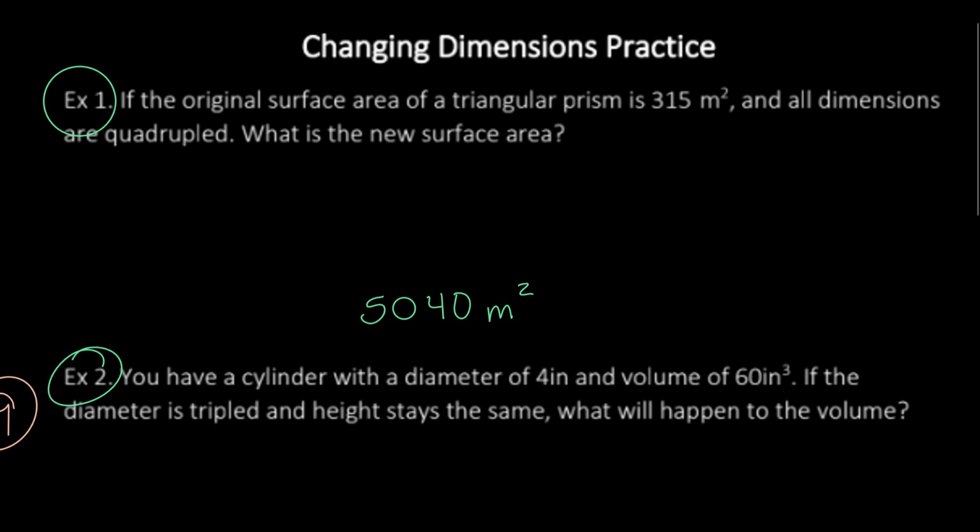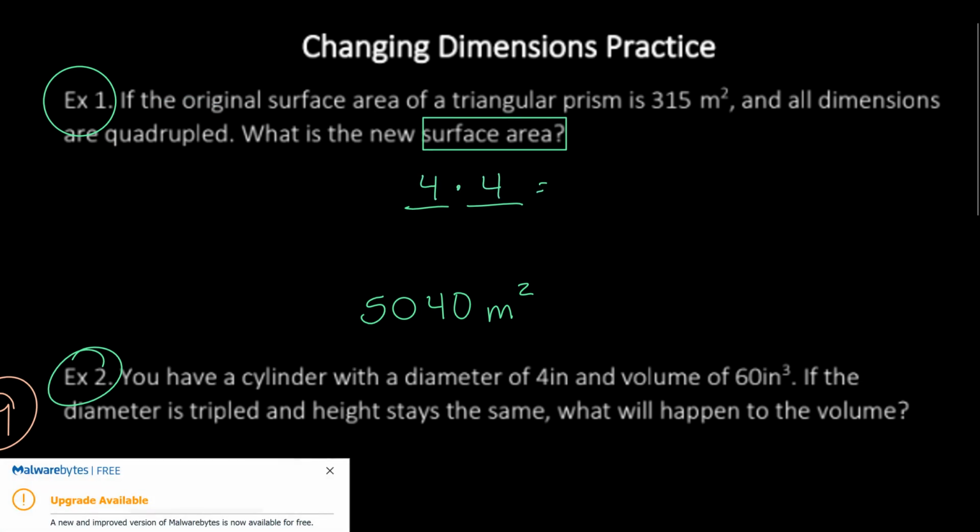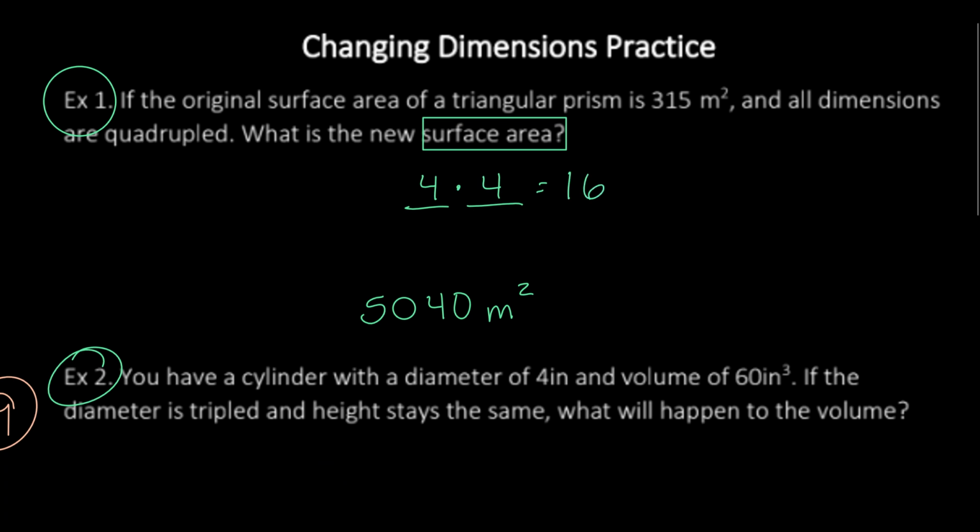Okay. So how many dimensions are changing for surface area? How many dimensions change for surface area? 2, right? And what are we wanting to do to these dimensions? We want to quadruple, which means multiply by 4. Good. So what is 4 times 4? 16. So it is 16 times larger.